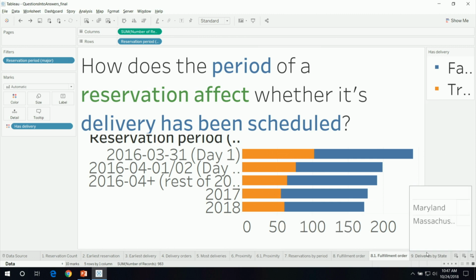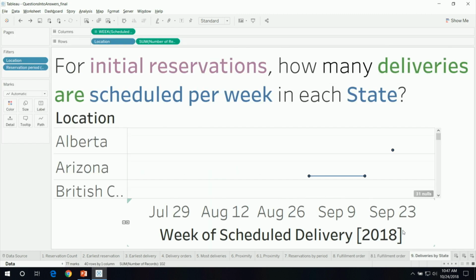So we've looked at two things, states and when I made the reservation, to try and understand if that's going to help me. But let's really dig in now and look at deliveries by state. So here I have probably the most complicated question I've asked so far. For initial reservations, how many deliveries are scheduled per week in each state, right?